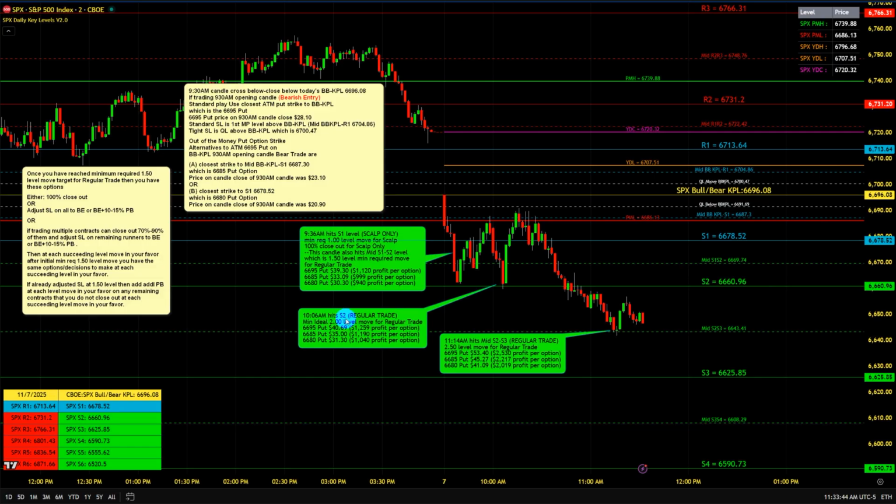Let me go through this first, excuse me. All right, so at 9:36 a.m., as you can see here on this candle, this is a big candle. This is a 2-minute candle, keep in mind. And it not only hits S1, which is our scalp exit, it also hits the mid S1, S2 level, which is our regular trade, minimum required 1.5 level move.